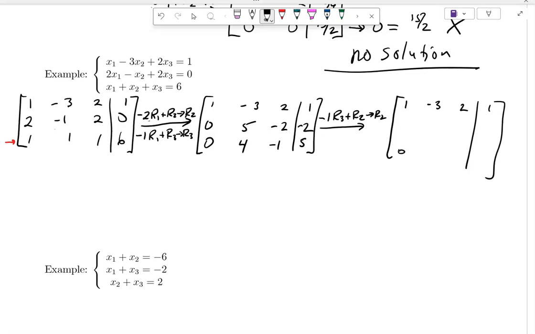All right, so that doesn't change the third row at all. What becomes of the second row? Well, this is still a 0. I get -4 plus 5 gives me a 1. -1 times -1 is +1. -2 is a -1. -1 times 5 is -5. -2 is -7.